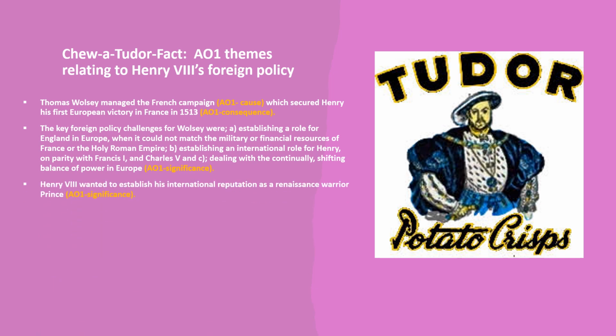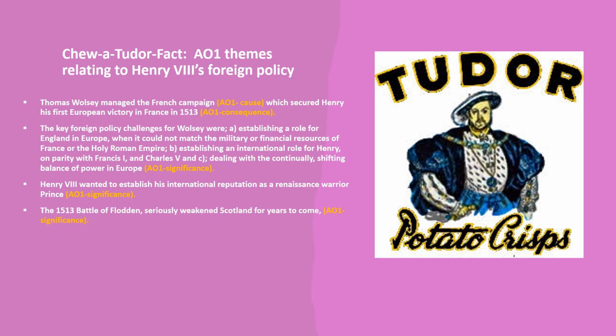Henry VIII wanted to establish his international reputation as a Renaissance warrior prince, and again this is AO1 historical significance. Although he obtained territory in Therouanne and Tournai, he wanted to be remembered and echo the victories of Henry V. Well, Therouanne and Tournai were nowhere near on the level of securing Normandy, which is what Henry V had achieved.